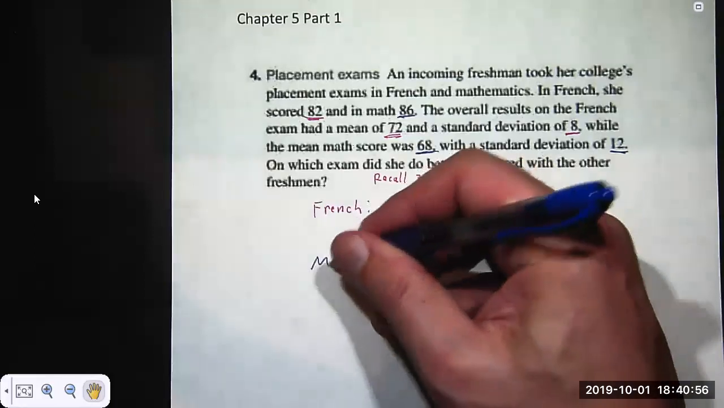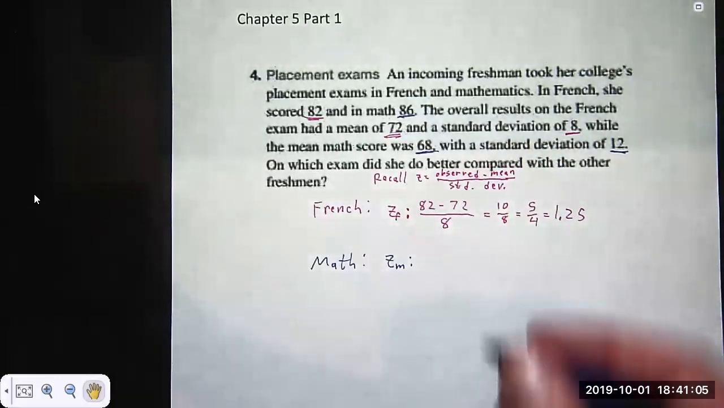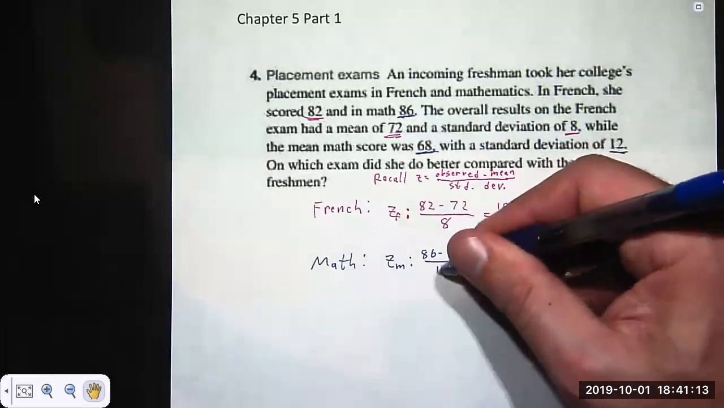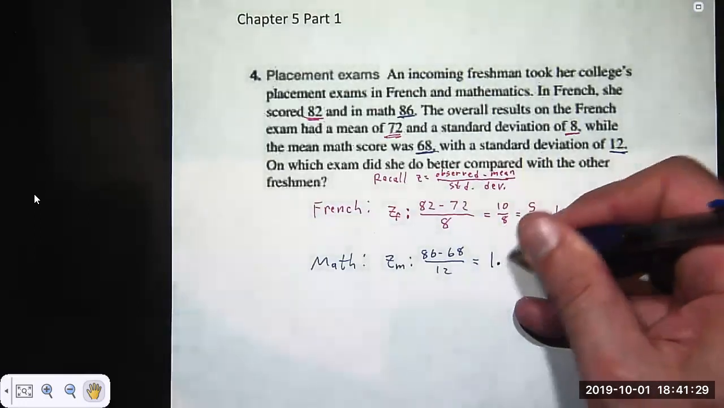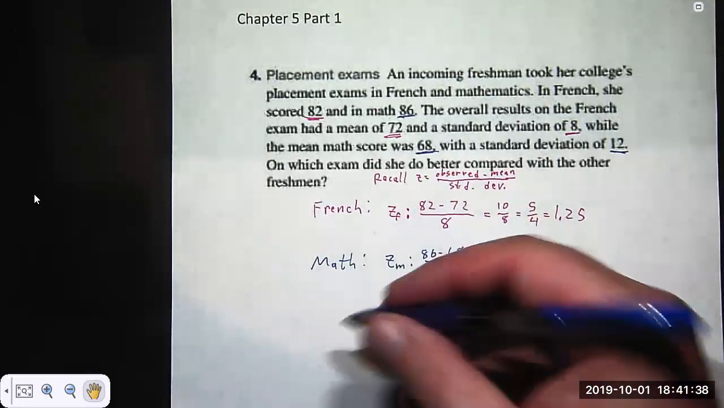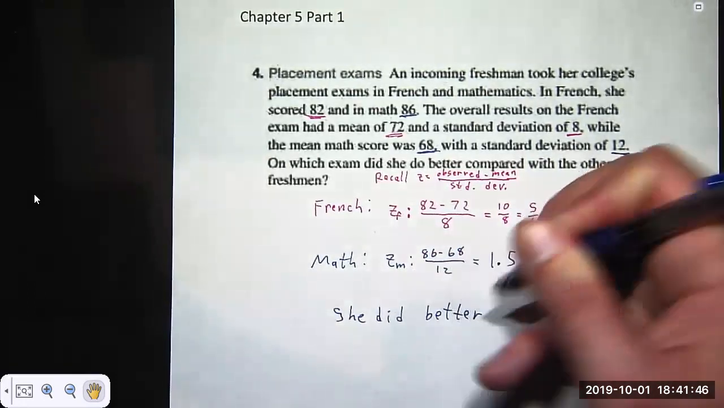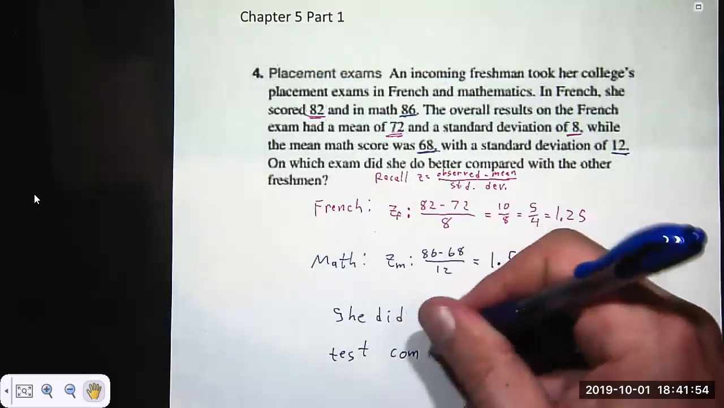And then for the math, let's do the same thing. Let's call it ZM for math. We've got observed 86, mean 68. And of course, you got to know that she's going to do better on the math than the French. I mean, this is a math book, right? Let's hope so, at least. 86 minus 68 divided by 12 is equal to 1.5. So she did do better on the math. Good job, incoming freshman. She did better on the math test compared to her peers.